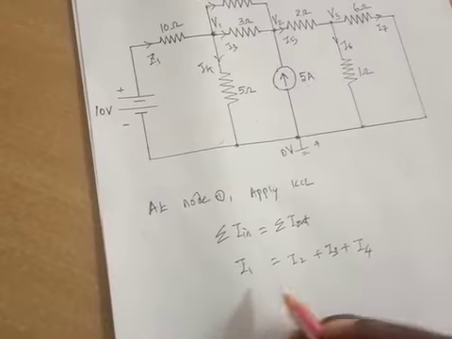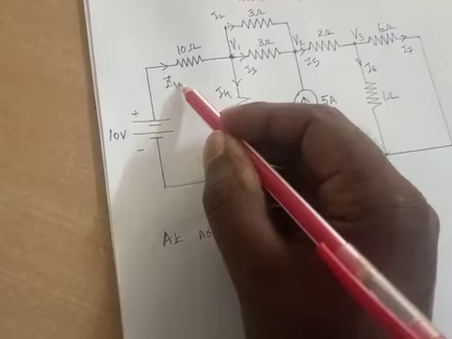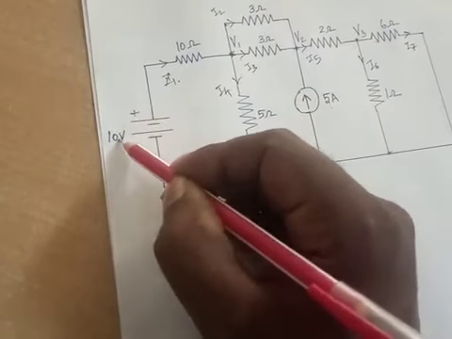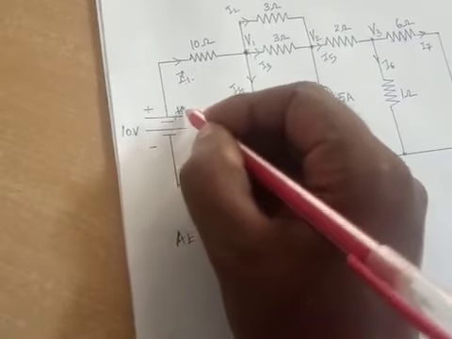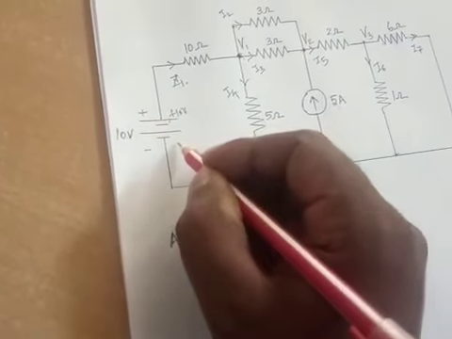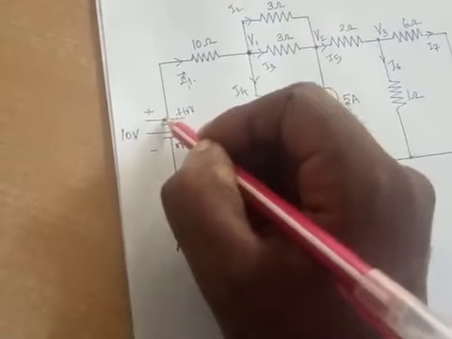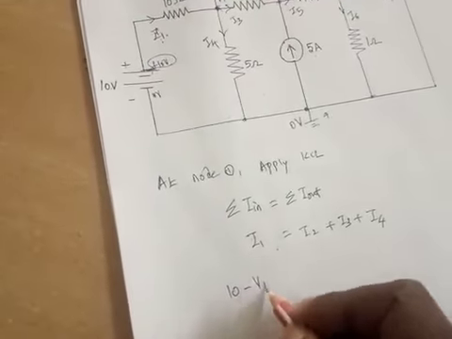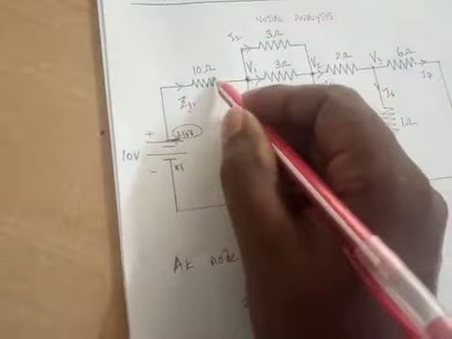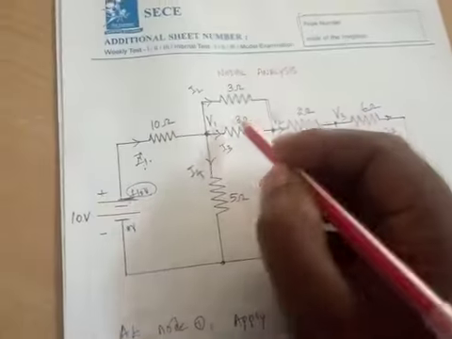We know very well by Ohm's law I equal to V by R. Your current I1 is flowing from plus 10 volt to V1 potential. It means the battery positive plate has 10 volt, negative plate has 0 volt. Your I1 current is flowing from plus 10 volt to V1 volts. So potential difference is 10 minus V1 divided by the resistance 10 ohm equal to I2.